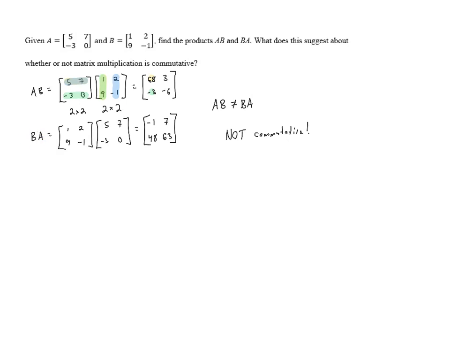Now, a quick note, there are particular matrices where, by coincidence, A times B is equal to B times A. This doesn't mean that that will never happen. It just means that this is not a rule that happens all the time. It's not something that we can use, and we're not allowed to switch the order of the matrices when we're taking a product.